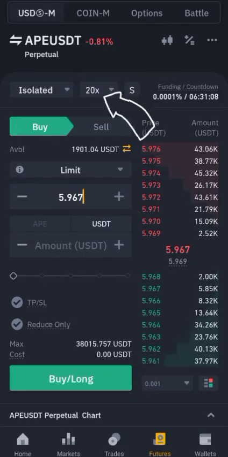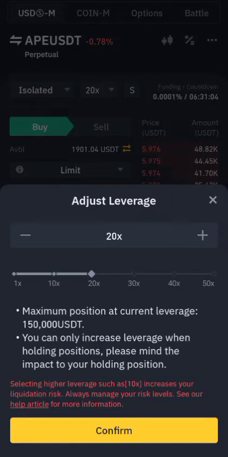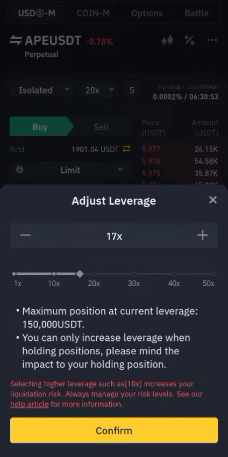The next thing there is where you see your 20x. 20x simply means your leverage ratio. Your leverage ratio is 20, as you can see, 20x. You can have 10x, you can have 1x, you can have 2, 3, 4, 5, or thereabout. What does this do for you? What this means is that it amplifies your position.